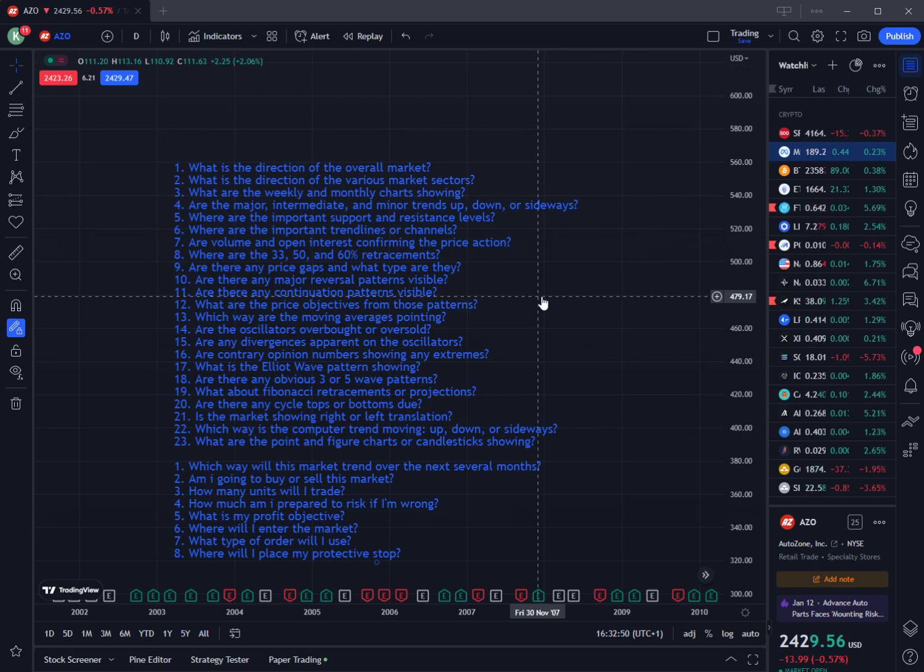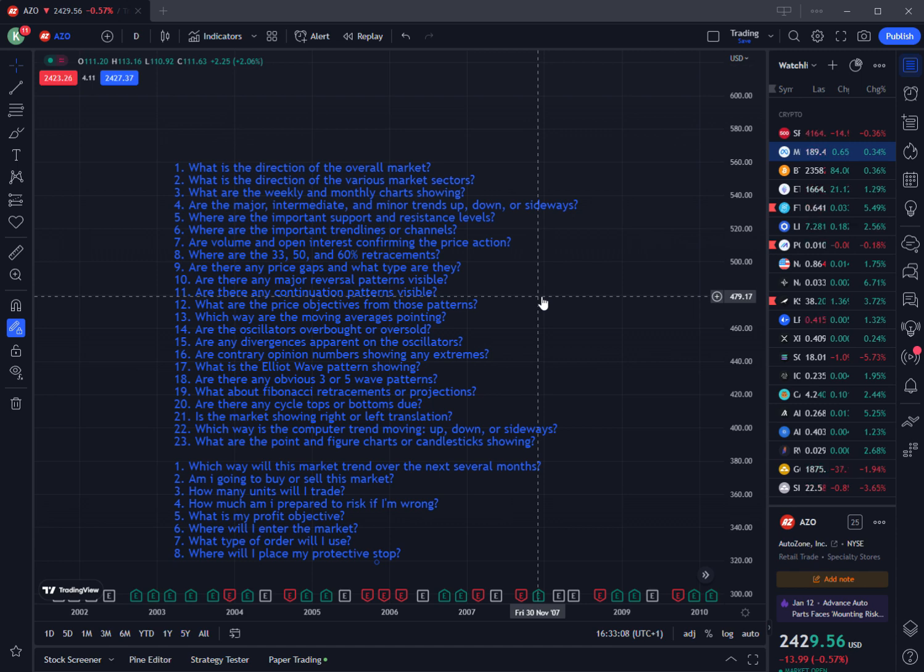Are contrary opinion numbers showing any extremes? You can look these up on the internet probably, and I guess the Wall Street Journal has a couple, Bloomberg probably has something where they just ask people what they think, and you can just take the other side of the market, because most of the time they're wrong.